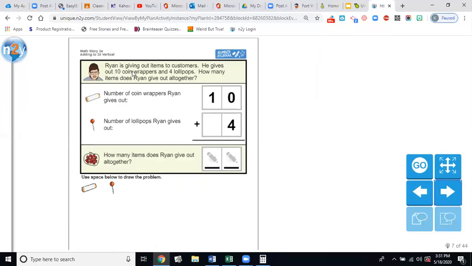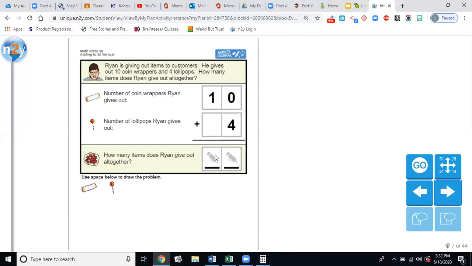Okay. Ryan is giving out items to customers. He gives out 10 coin wrappers and 4 lollipops. How many items does Ryan give out altogether? Okay. Number of coin wrappers Ryan gives out. Remember, it says he gave out 10. Plus number of lollipops Ryan gives out. Remember, he gave out 4 lollipops. How many items does Ryan give out altogether?